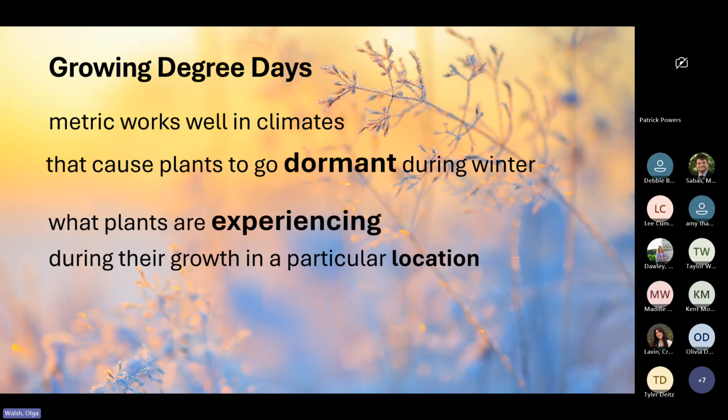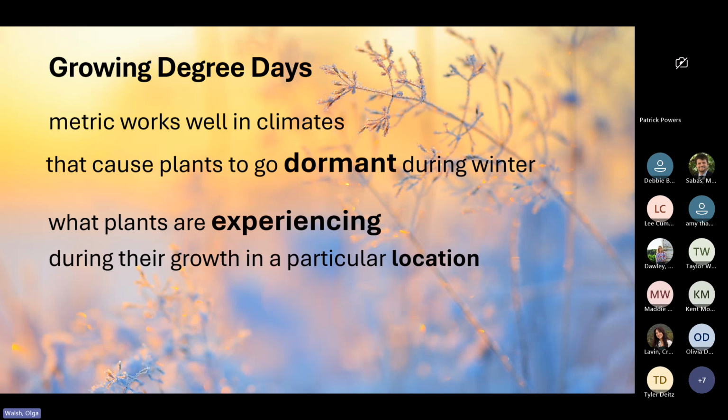And this is why GDD, or growing degree days, is discussed a lot from the point of view of metrics. This metric especially works well in climates such as we have here in Virginia that cause plants to go dormant during winter.